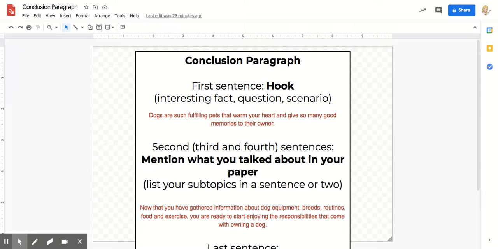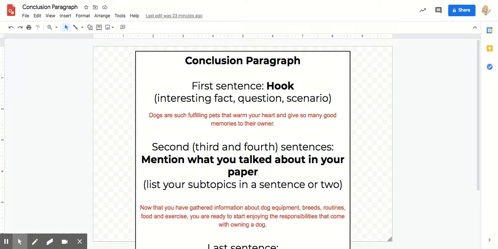Now, you could also include an interesting fact or a question. If you have another idea, just run it by me and let me know, or ask me, hey, Mrs. Hurst, I'm thinking about adding this as a first sentence in my conclusion paragraph. Would this work?